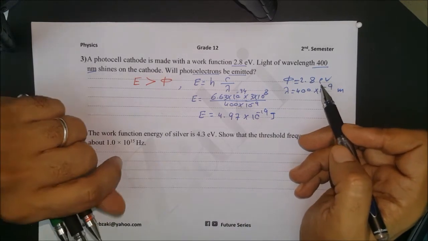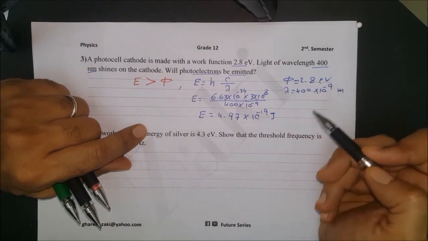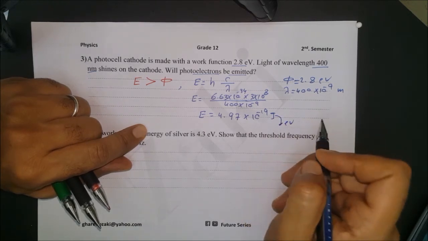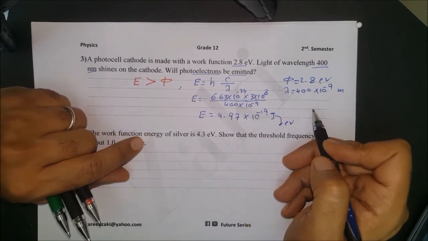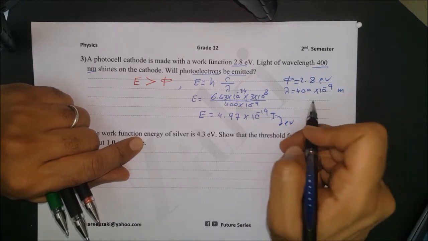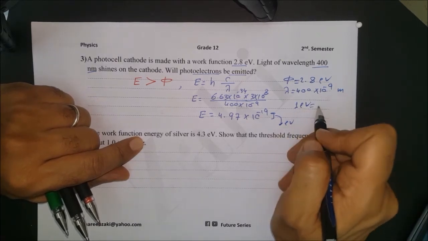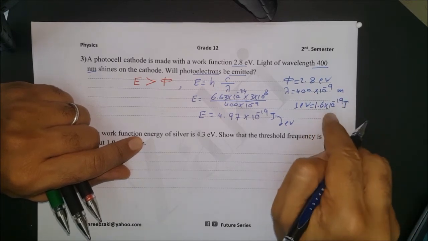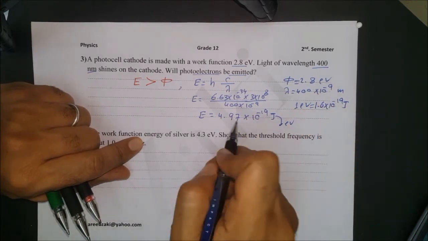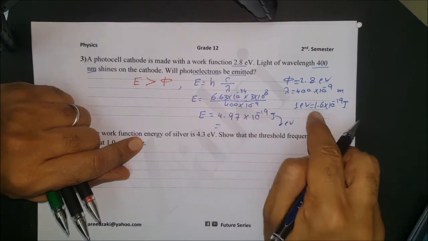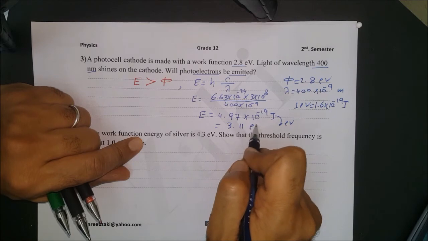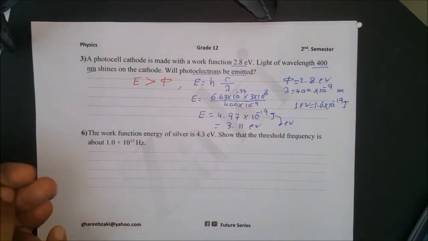Because the work function is in electron volt, it's a good idea to change joule to electron volt. From joule to electron volt, remember, 1 electron volt equals 1.6 times 10 power negative 19 joule. So from joule to electron volt, divide by this value. When you divide this by 1.6 times 10 power negative 19, it becomes 3.11 electron volt. Now it's easy to compare.